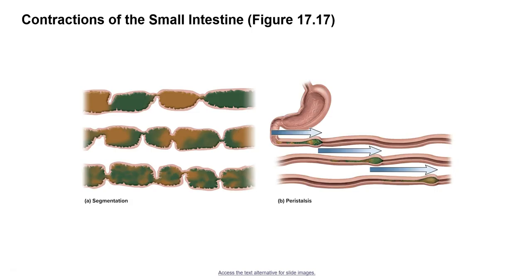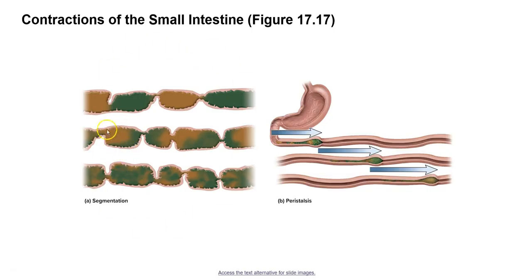So now moving to the movements that occur within the small intestine, contractions in the small intestine. There are two different types of contractions that we see in the small intestine. We have what's called segmentation, which you can see over here, and then we have peristalsis, which you can see here on the right.